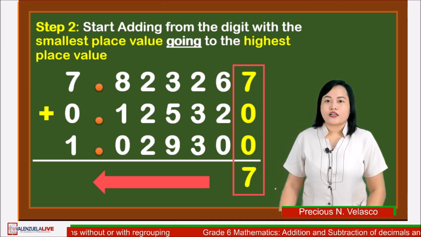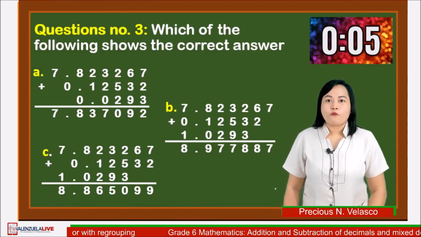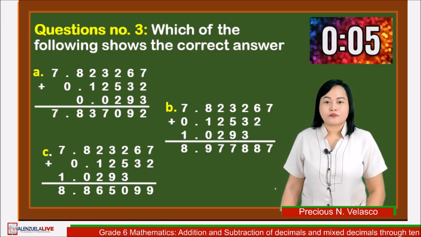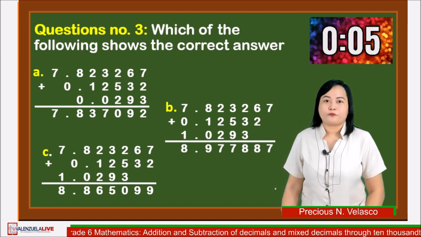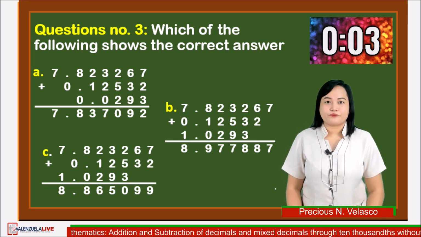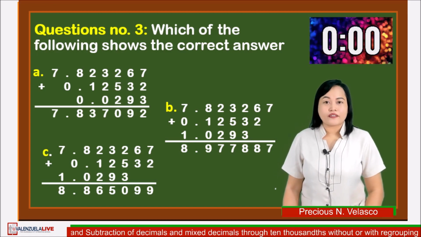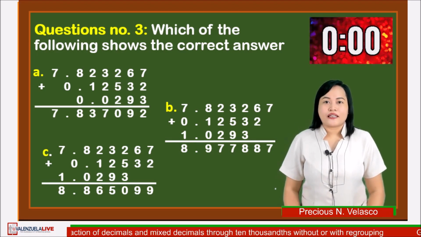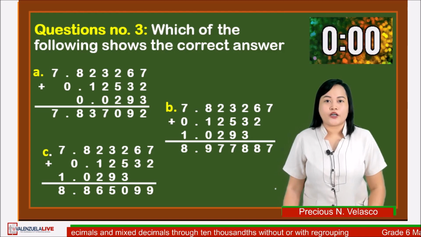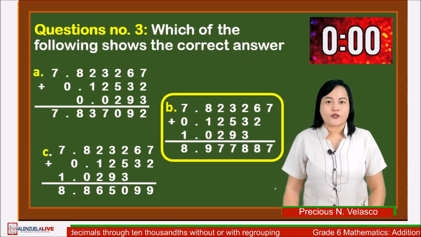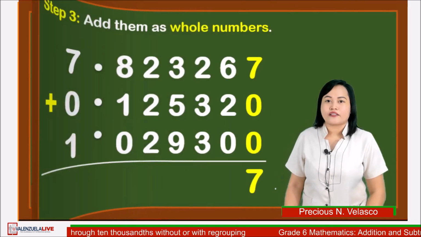So next question. Which of the following shows the correct answer? Your 5 seconds starts now. Okay, time's up. So let's see what is the correct answer. So the correct answer is letter B. Very good. You've got it right.